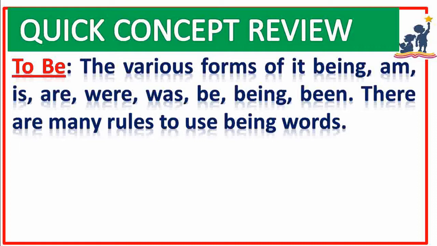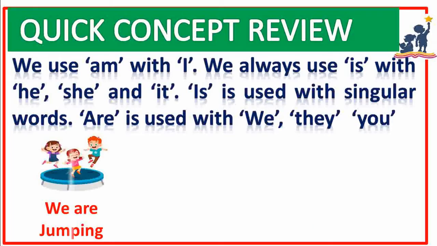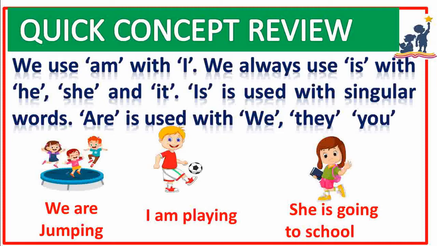There are many rules to use being words. They link the sentence and complete the sentence. We use am with I. We always use is with he, she and it. Is is used with singular nouns. Are is used with we, they, you. These are important rules to remember. See three examples. We are jumping, I am playing, she is going to school.